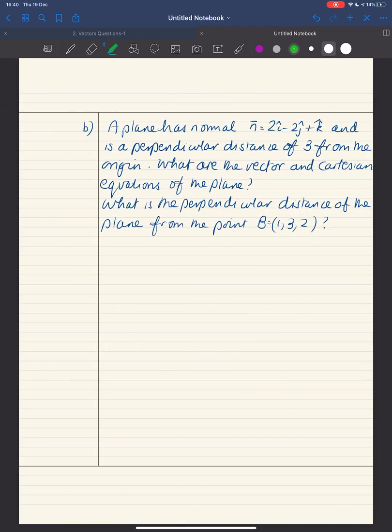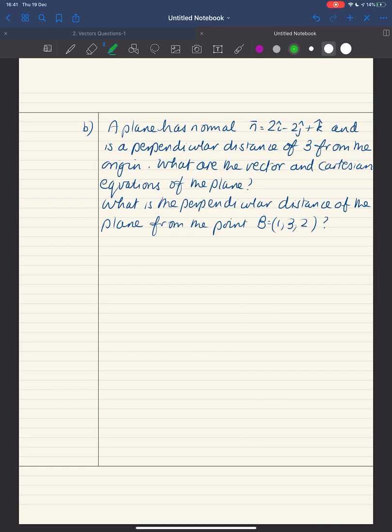And then the last one, part B. A plane has normal n, 2i minus 2j plus k, and it's a perpendicular distance of 3 from the origin. What are the vector and Cartesian equations of the plane? What is the perpendicular distance of the plane from the point B, which is 1, 3, 2? Okay, so what we've got, vector and Cartesian equations of the plane.